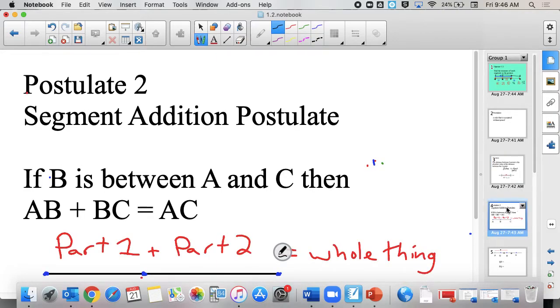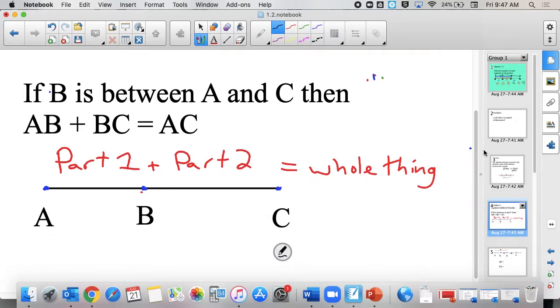Your second postulate is essentially what we did in the opener. It is known as your segment addition postulate. The way it reads, it says if B is between A and C, so draw yourself a little picture, B needs to be in between A and C. If that's the case, then A to B, this part 1, plus B to C, this part 2, will have to equal A to C, which is your whole thing. That's the idea behind segment addition.